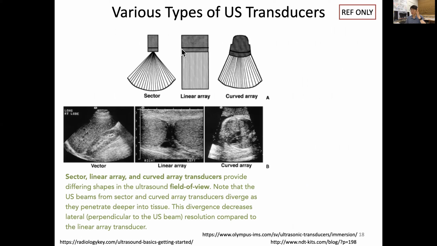And there's a linear array, where each part will send a linear ultrasound line and detect. And there's a curved array, which shows this example. So we call the first a sector, the second a linear array, and the third a curved array transducer. That provides different shapes in the ultrasonic field of view. We can notice that ultrasound beams from sector and curved array transducers diverge as they penetrate deeper. What that means is when you go deeper and deeper, the spatial or lateral resolution will be compromised.